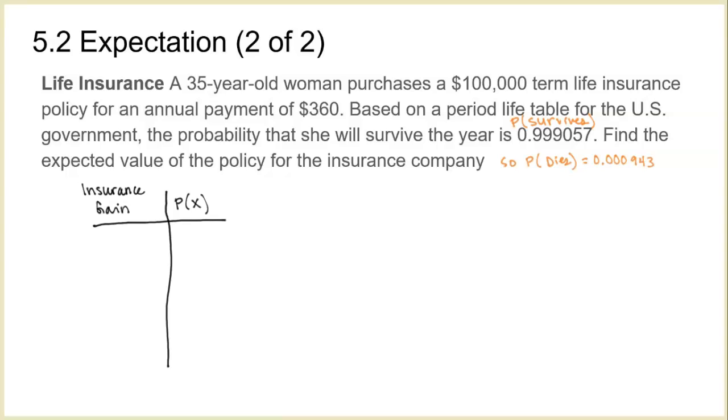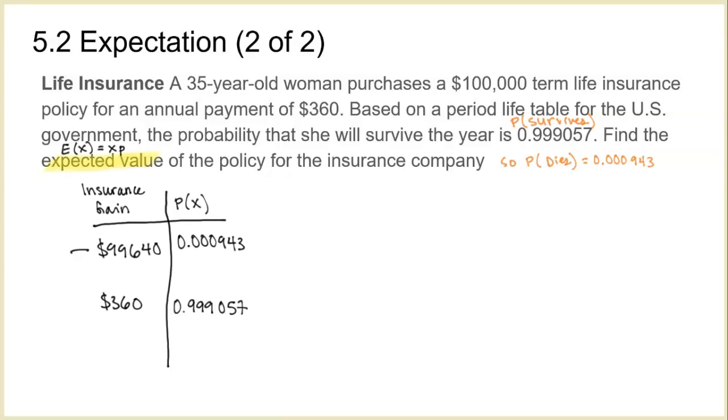based on the probability of whether she lives or dies. So if she does not survive, that means for the year she would have paid her $360 and the insurance company would have paid out $100,000. So their gain would be negative $99,640. However, if she survived that year, then the probability of her surviving is 0.999057, and the insurance would have gained the entire $360.